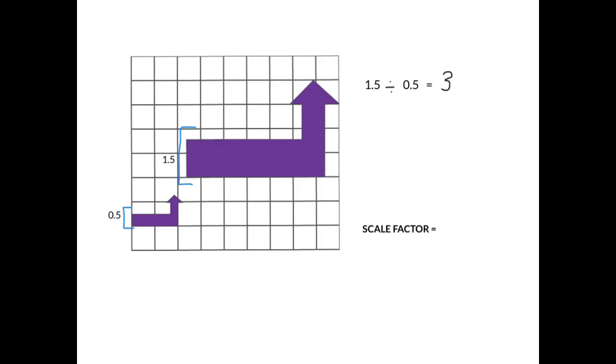We can check this scale factor by looking at other side lengths. So, the base length for the small arrow is 2, and the base length on the bigger arrow is equal to 6. 6 divided by 2 equals 3 as well, so therefore our scale factor must be 3.